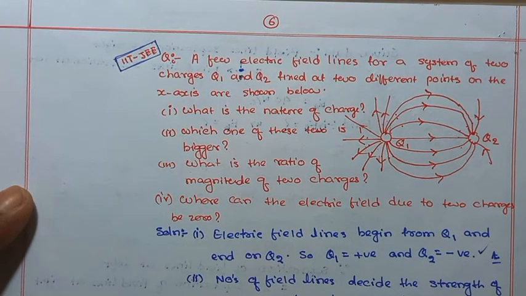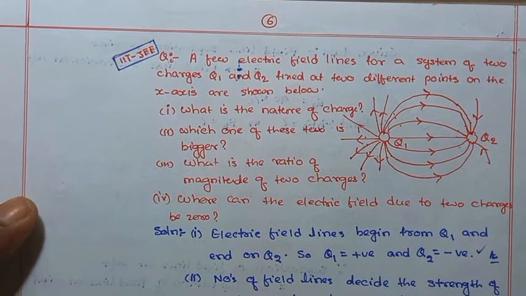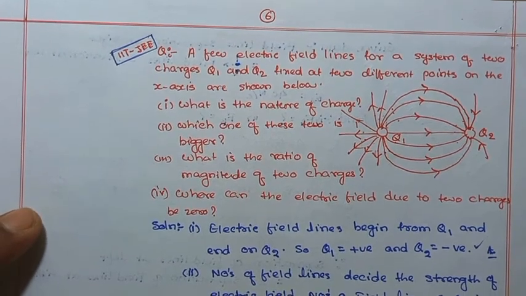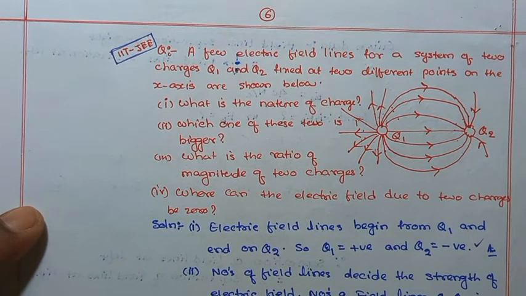So this is an important question. अभी इसको हम लोग डिस्कस करेंगे. The question is, a few electric field lines for a system of two charges Q1 and Q2 fixed at two different points on the x-axis are shown in the figure. What is the nature of the charge? Which one of these two is bigger? What is the ratio of the magnitude of the two charges? Where can the electric fields due to the two charges be 0?